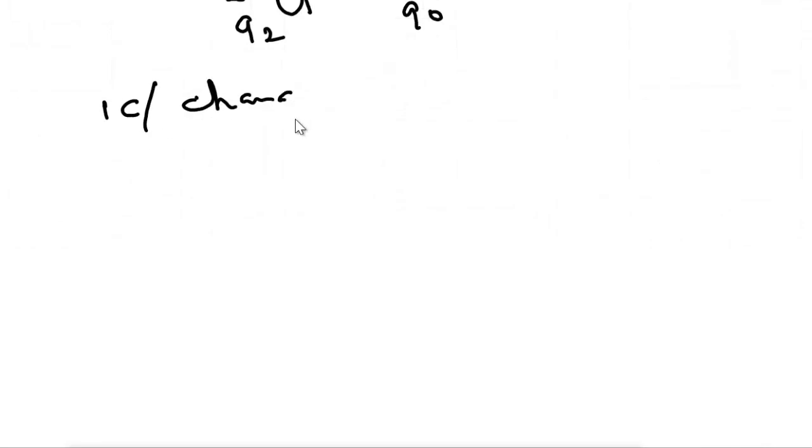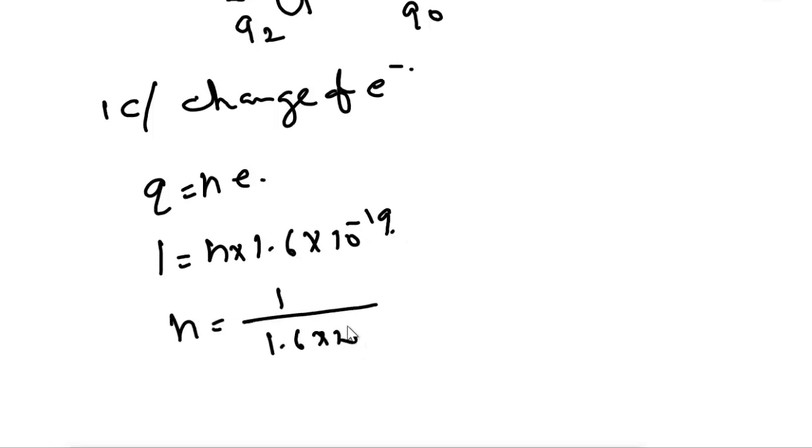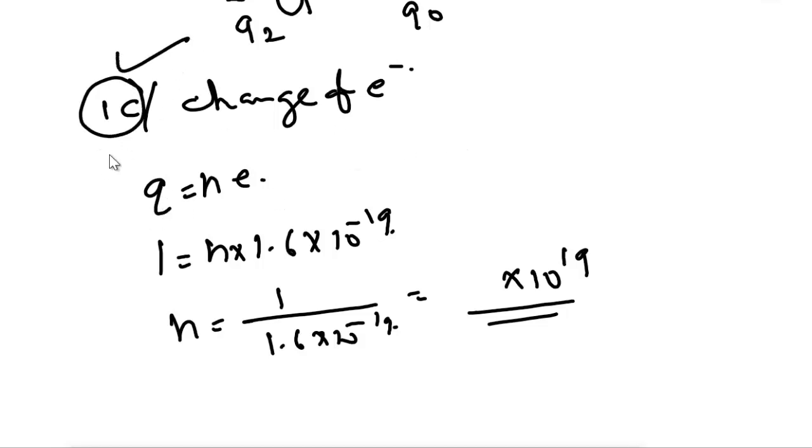We know that Q equals Ne. So Q equals 1, N into 1.6 into 10 to the power minus 19. So we will be getting N equal to 1 by 1.6 into 10 to the power minus 19, which is something into 10 to the power 19. We will be getting this many electrons together only, which is converted to 1 coulomb of charge. So which is bigger? 1 coulomb of charge will be bigger.